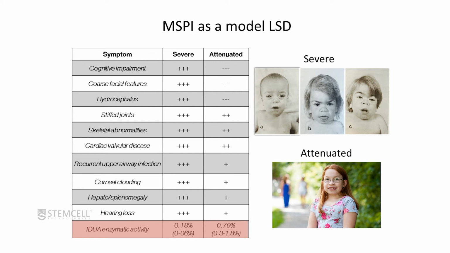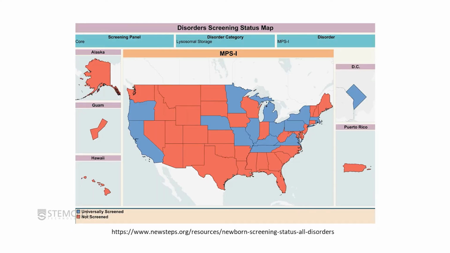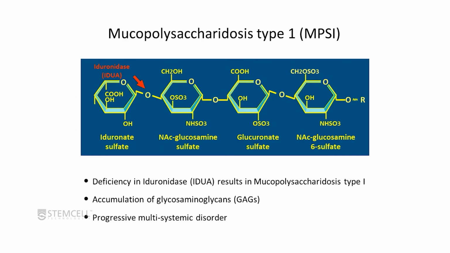So you might think this disease is extremely rare. Why should I care about that? Actually, this is a disease that is part of newborn screening programs in several states across the United States. Those states are shown here in blue, including my home state of California. This disease is the result of an absent lysosomal enzyme called iduronidase, abbreviated as IDUA. Without this enzyme, glycosaminoglycans, abbreviated as GAG, accumulate throughout the body, and this results in this progressive multisystemic disease.